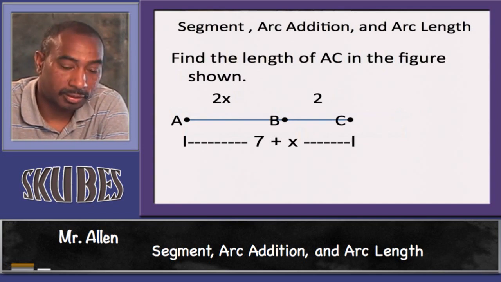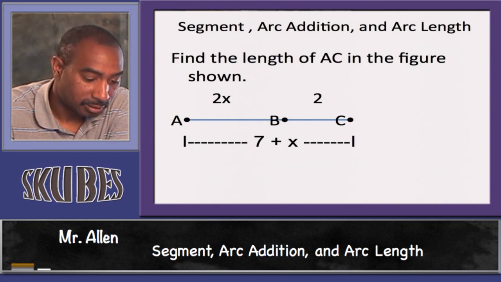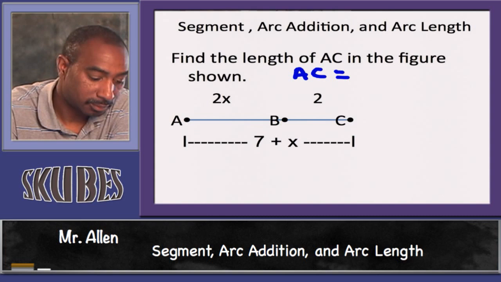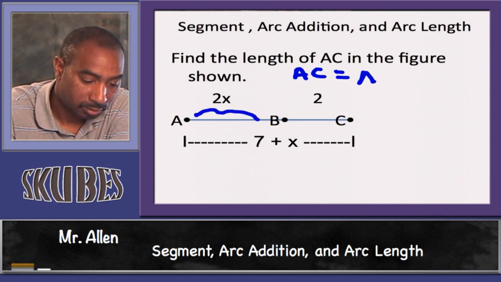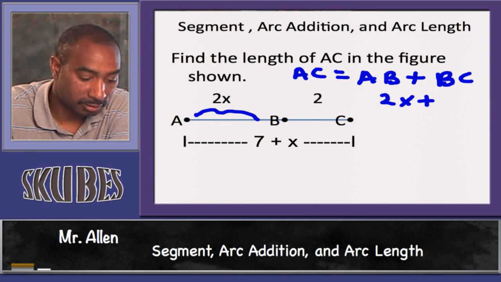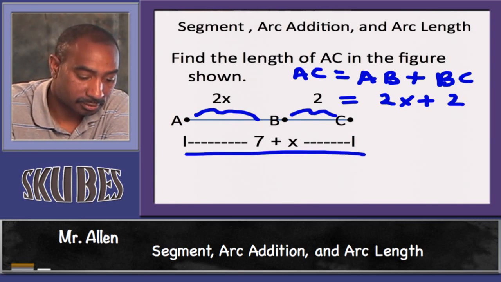All right, find the length of the segment AC in the figure. We know that AC, according to the segment postulate, has to equal the sum of its parts. The parts are AB and BC, so it has to be equal to AB plus BC. We know AB has a length of 2x. We know BC has a length of 2. And they tell us AC is 7 plus x.